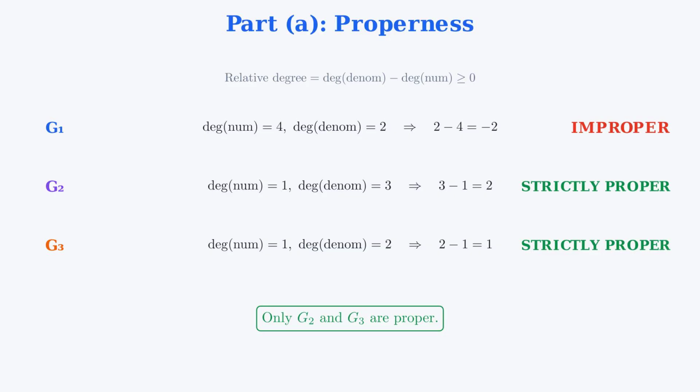For g2, the numerator has degree 1 and the denominator has degree 3. Relative degree equals 3 minus 1, which is 2. g2 is strictly proper. For g3, the numerator has degree 1 and the denominator has degree 2. Relative degree equals 2 minus 1, which is 1. g3 is strictly proper. Conclusion: only g2 and g3 are proper.